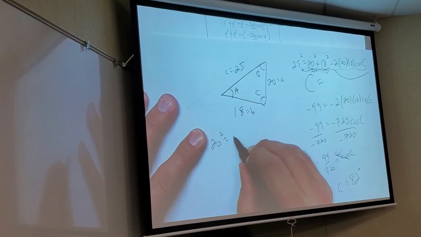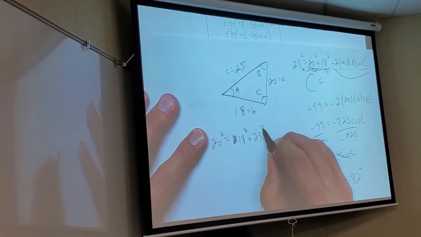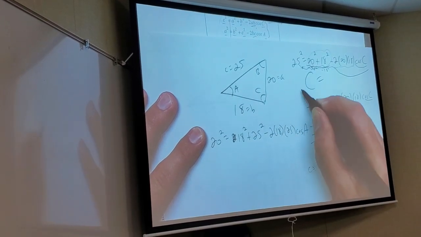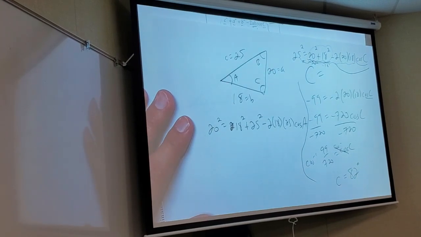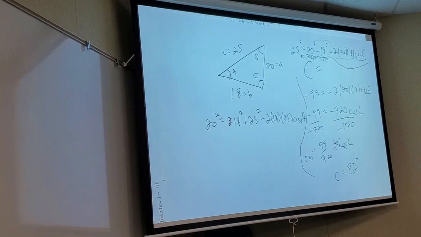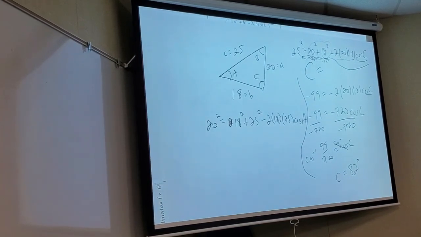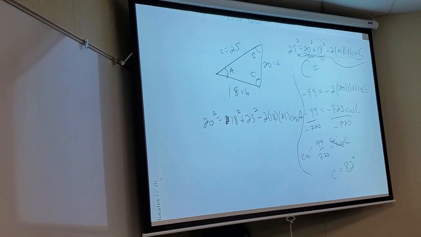20 squared equals... let's see. We can do it in the same order, Jeff. 18 squared, 25 squared. Cosine A. Hey, Jeff. Yes. That's not a possible triangle. Why? Because a squared plus b squared does not equal c squared.